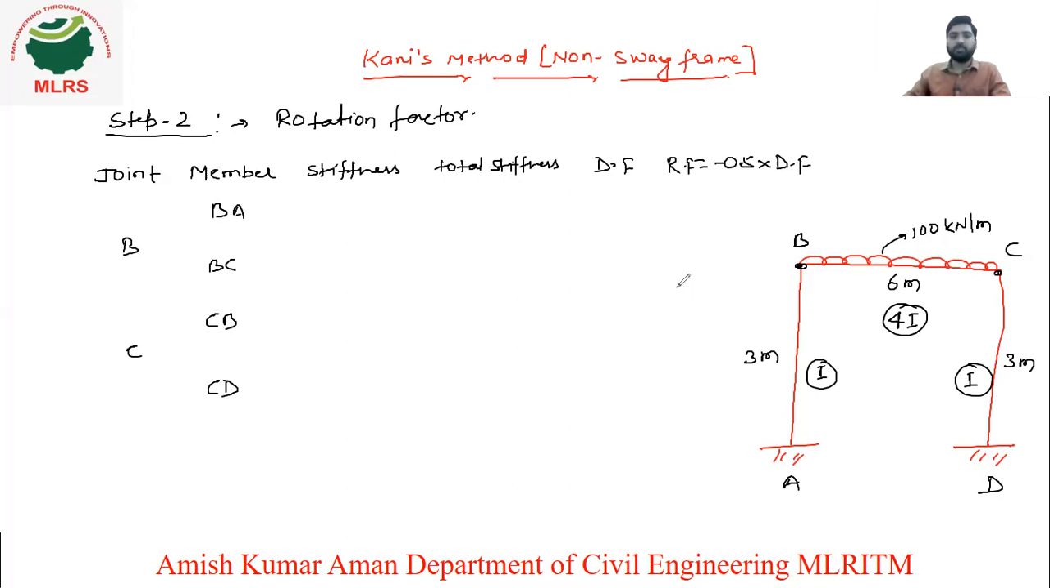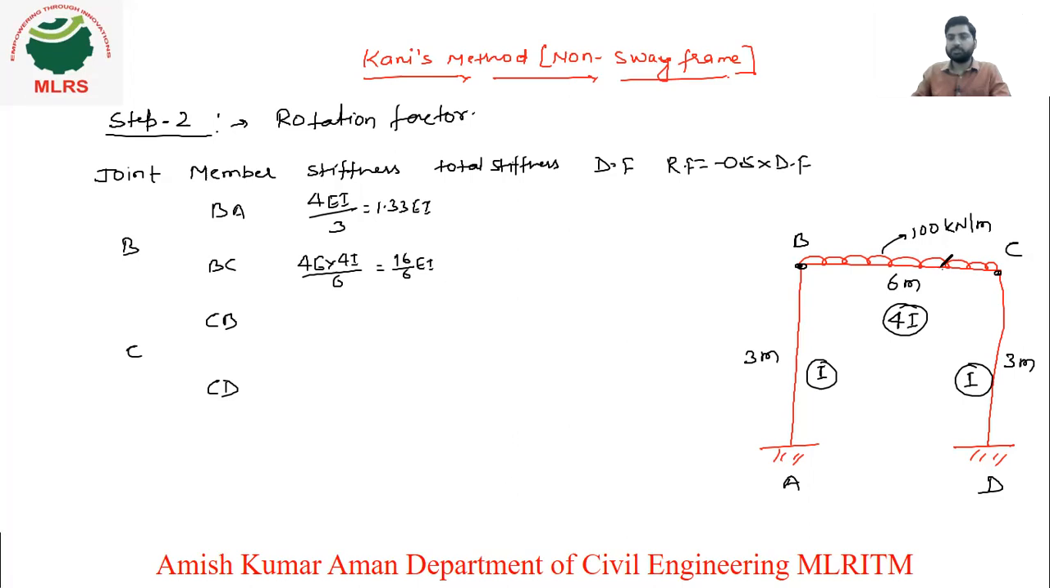Stiffness, you can see this is 4EI by L. So 4EI by L for BA, L is 3. So it will be 1.33 EI. For BC, 4EI by L. So 4 E into I is 4I, by L is 6. So if you calculate it, 16 by 6 EI.